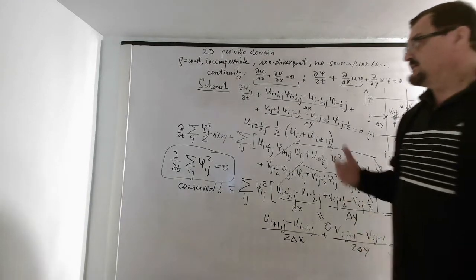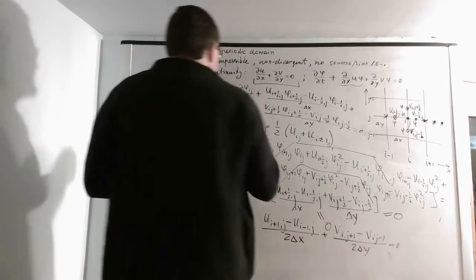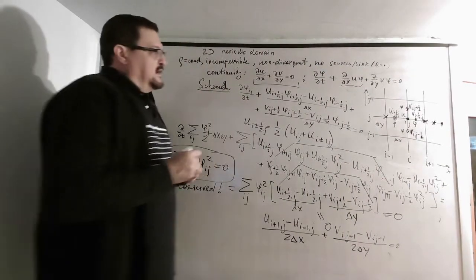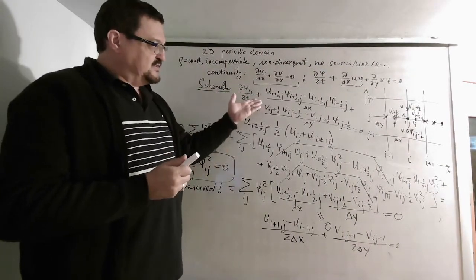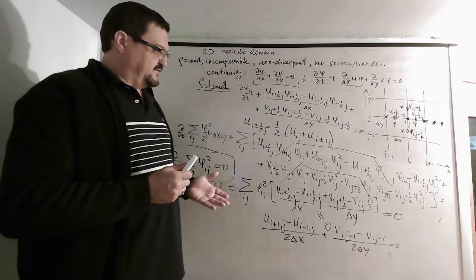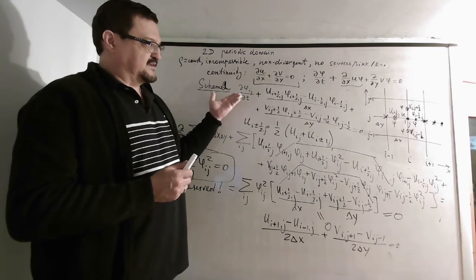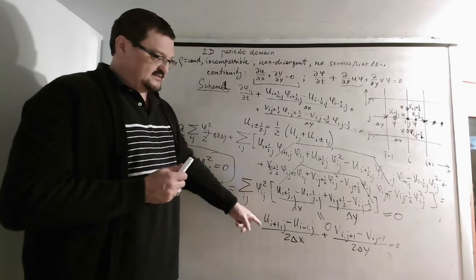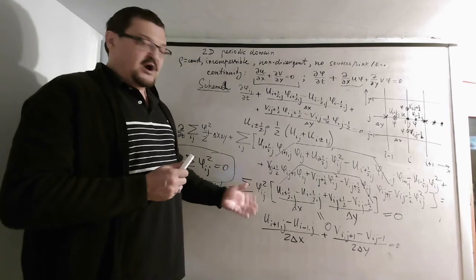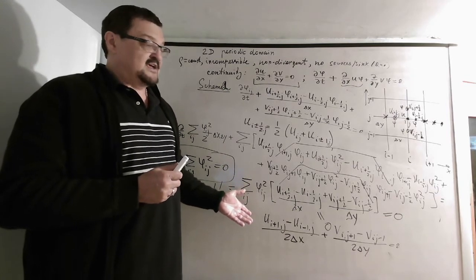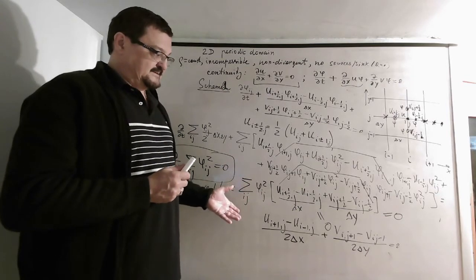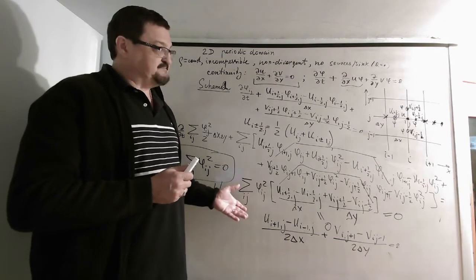So this is actually scheme 2. This scheme 2 does preserve squared quantities that are transported, provided the continuity equation is valid. So how you make sure that the continuity equation is valid, that's what we're going to talk about in some other lecture.